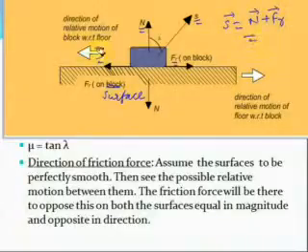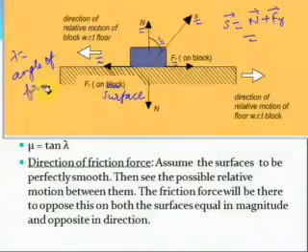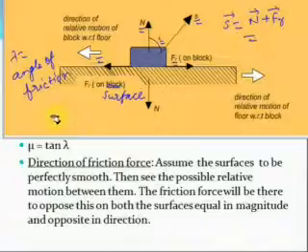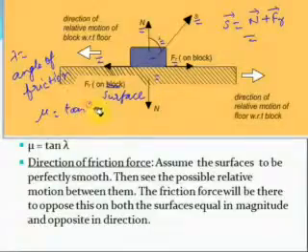Now if the angle between the normal reaction and the total reaction is lambda, then this angle lambda is called the angle of friction, and the coefficient of friction between these two surfaces, that is, between the block and the surface, mu, will be equal to tan lambda.